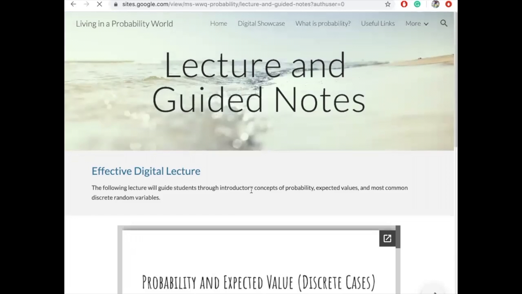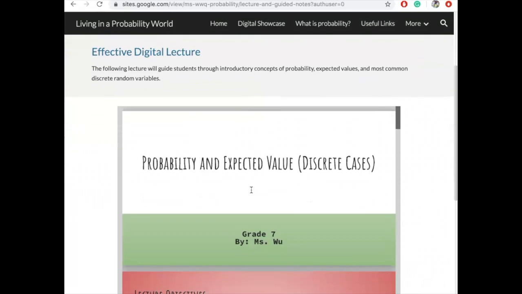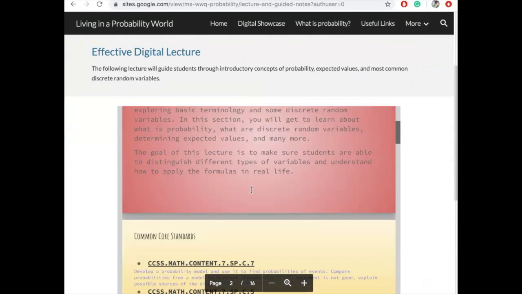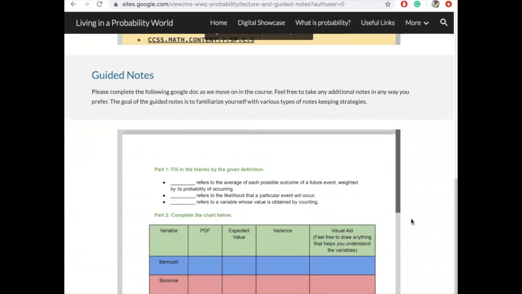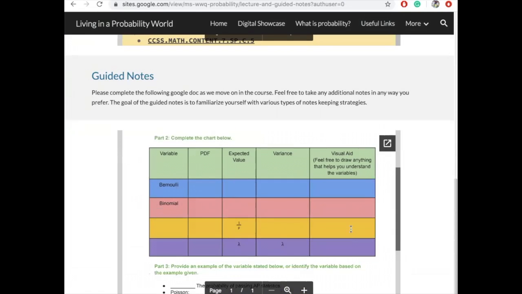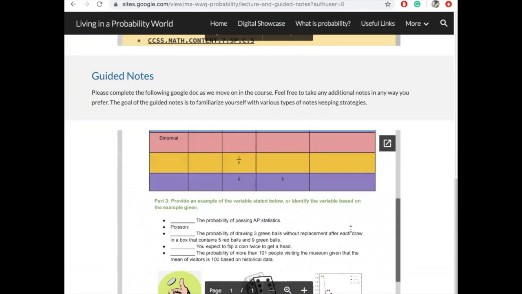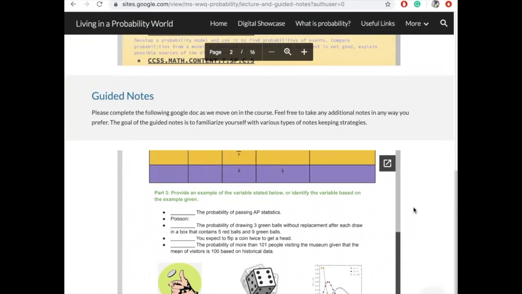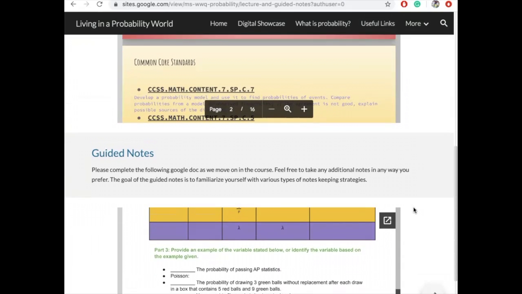The next tab we are looking at is the lecture and guided notes. I have made a PowerPoint that includes the concepts of probability, expected values, and common discrete random variables. While you are reviewing this PowerPoint, you can use the guided notes at the bottom of the page to write down key points as you wish. This is not an assignment, so you do not need to turn it in. However, if you have a preferred way to take notes, feel free.